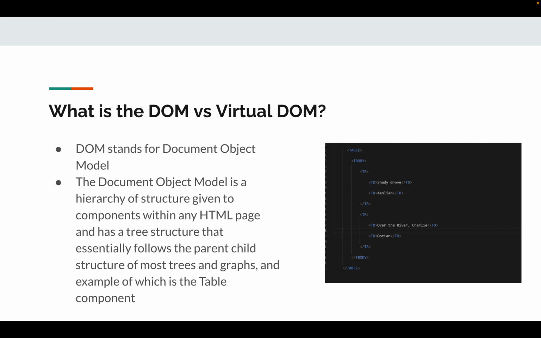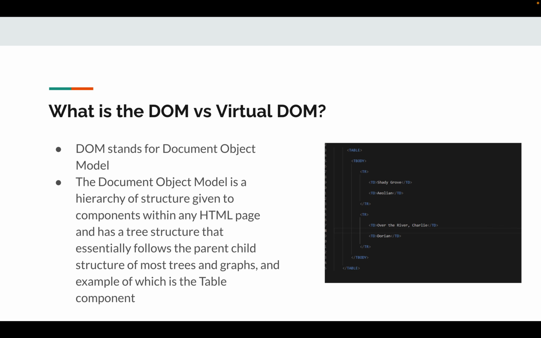A core aspect of React is the use of the virtual DOM. The virtual DOM is a representation of the standard DOM. The DOM stands for Document Object Model. It's a hierarchy structure given to HTML documents and attributes within them. Some examples of this are the div tag, the section tag, the figure tag, and the table tag, which have corresponding attributes within those tags themselves.